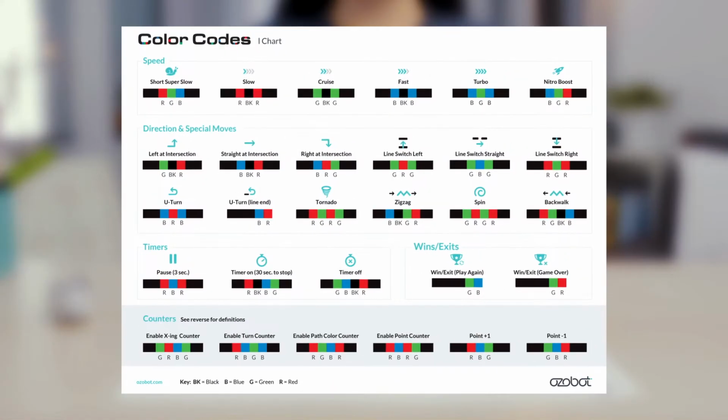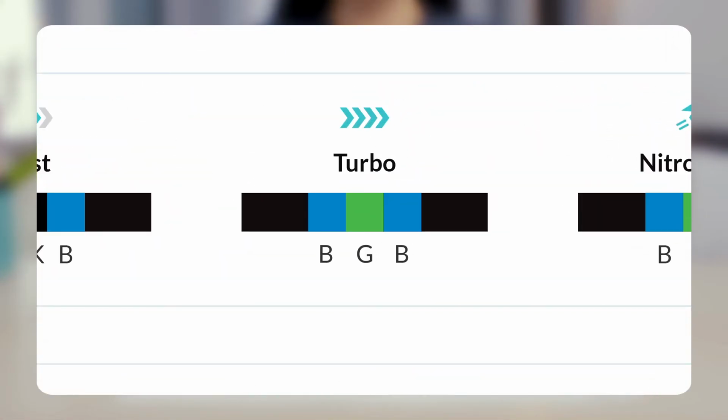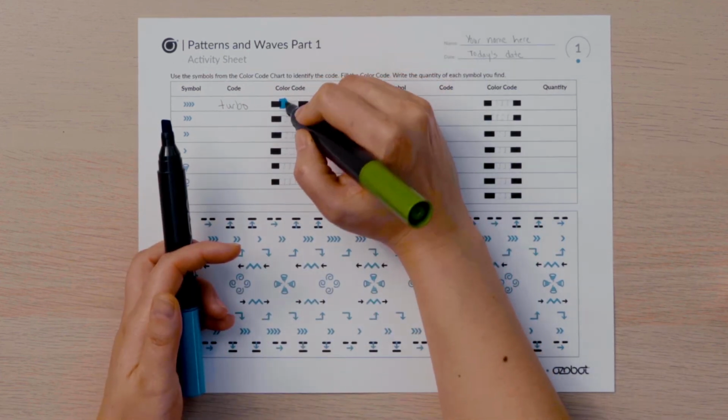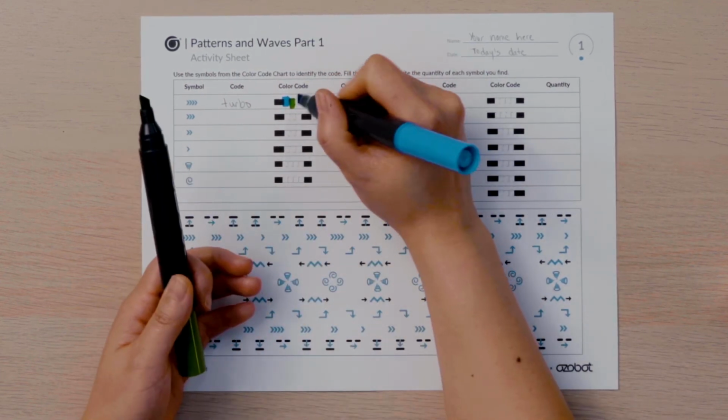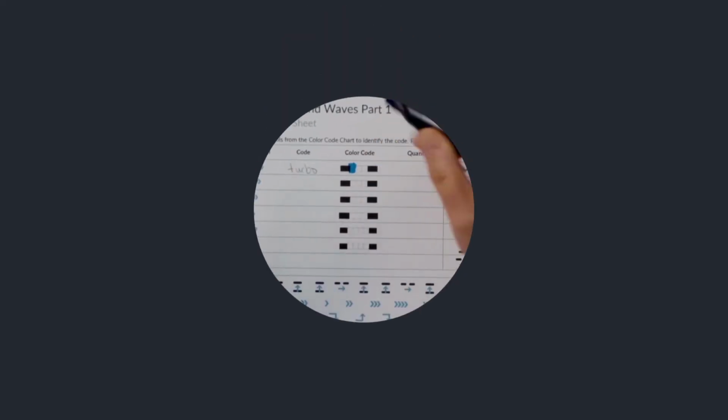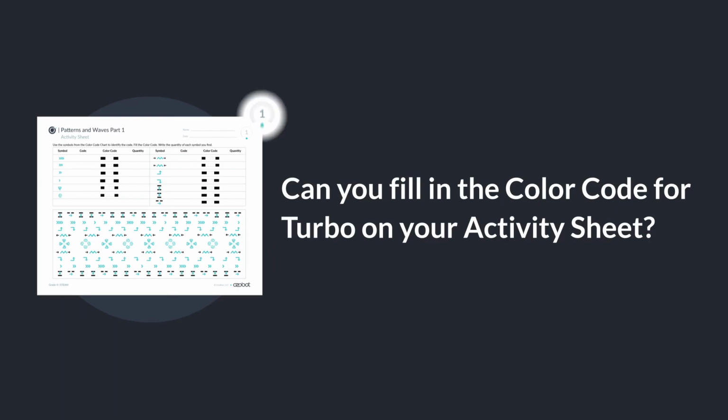Take a look at the turbo color code on the color code chart. What is the color pattern? It is blue, green, blue. You'll also notice below the blocks some letters that are also symbols. B stands for blue and G stands for green. I'll fill in the color code blue, green, blue in the color code boxes. Can you fill in the color code for turbo on your activity sheet?